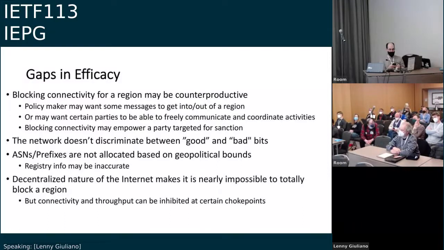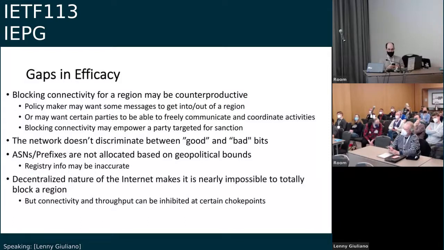So there's the obvious: blocking connectivity for a region may be counterproductive to the aims of a policymaker. Perhaps a policymaker might want messages to actually get in and out of a region, and blocking that connectivity might prevent that. They may want certain parties within a region to be able to communicate freely, because those, say, oppositional parties might be sympathetic to the views of the policymaker. So that might not happen if you do block connectivity.